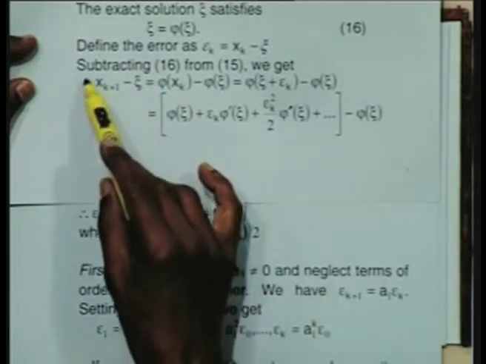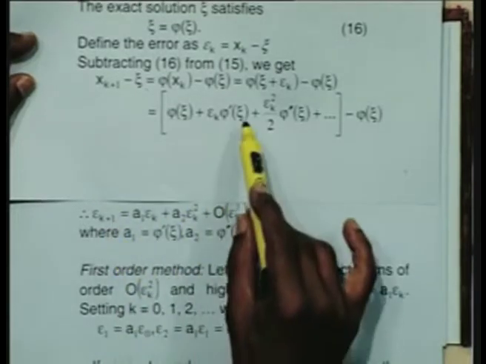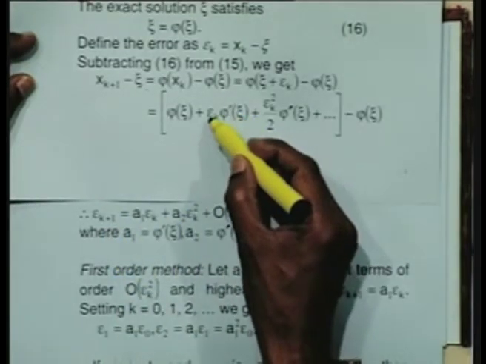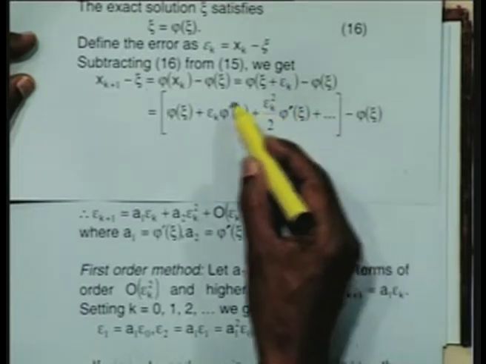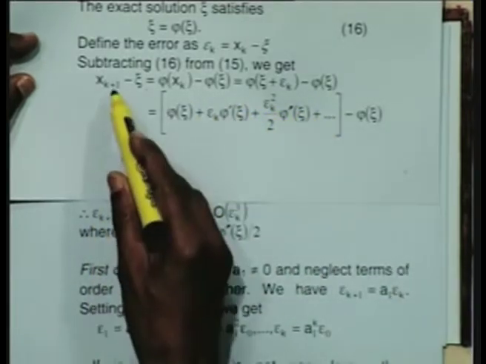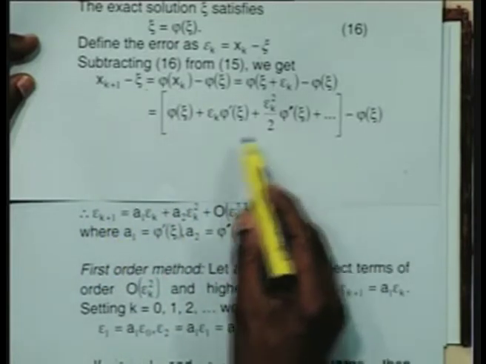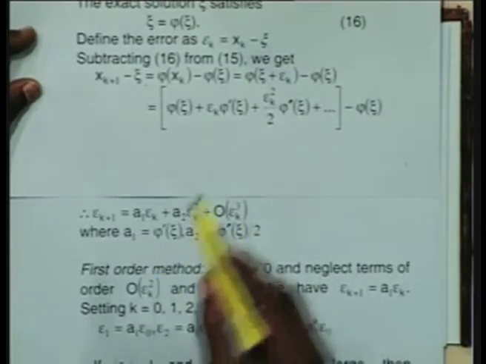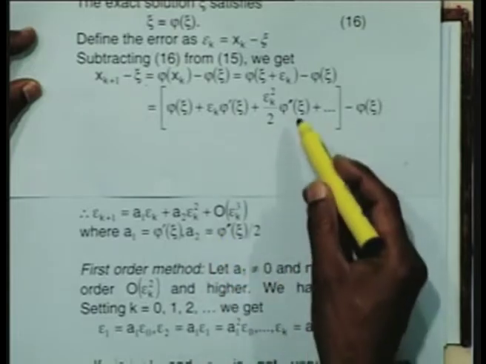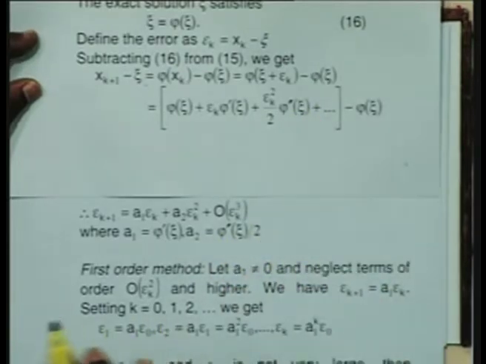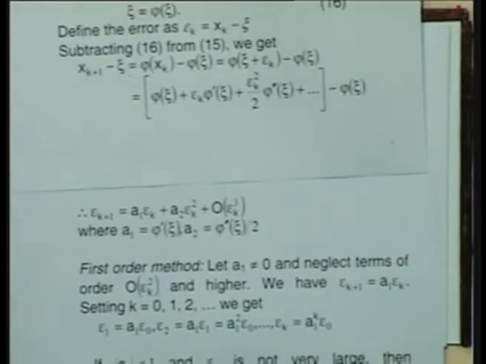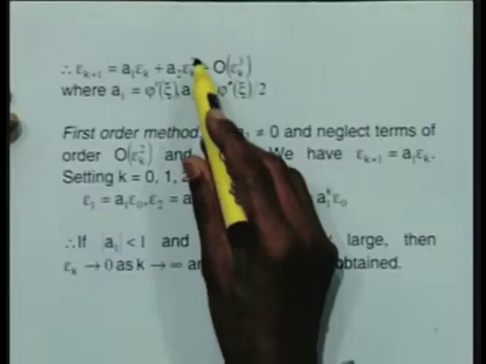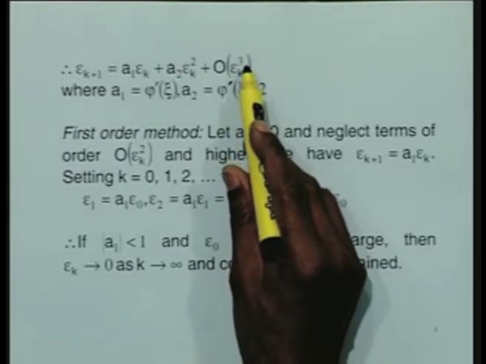Now, this definition of x_{k+1} minus xi is epsilon_{k+1}. The right hand side is given as some a_1 into epsilon_k, a_2 into epsilon_k square. So, I have rewritten this particular step as epsilon_{k+1} on the left hand side, equal to a_1 into epsilon_k plus a_2 into epsilon_k square plus order of epsilon_k cubed, where a_1 is this first term phi dash of xi, a_2 is the second term phi double dash by 2. Therefore, in the case of this general iteration method, I can write down the error on the current step as a_1 epsilon_k plus a_2 epsilon_k square plus order of epsilon_k cubed.